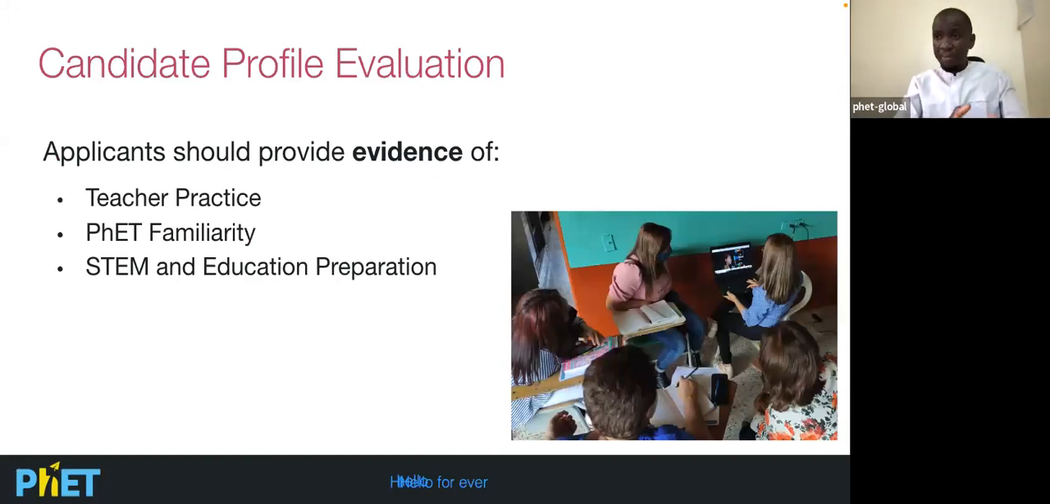So what we are looking for primarily is applicants who should have evidence of teacher practice, familiarity with PhET themes, and then STEM education preparation. So just around these three components, you should be involved in education to a degree to be able to understand a lot of the interaction or the significance of what you will be doing. Understanding or use of PhET in the past is also helpful. It means you understand what a sim is trying to say beyond what the words are. You understand the objective or what it's trying to communicate, and you can effectively interpret or integrate that.